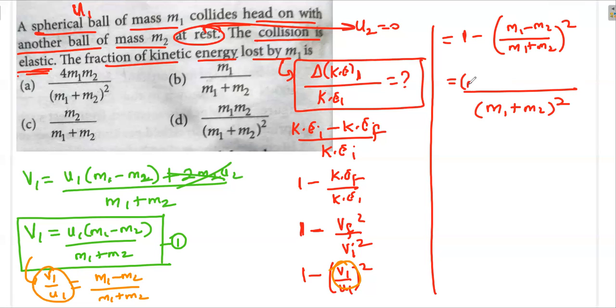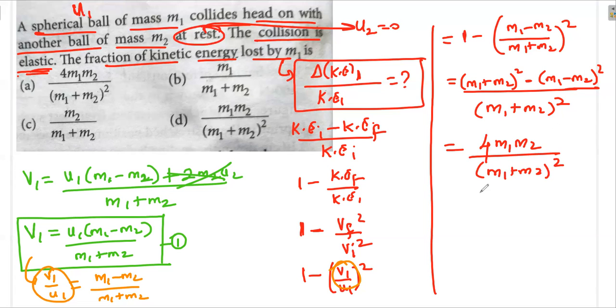So cross multiply. This is (m1 plus m2) the whole squared minus (m1 minus m2) the whole squared. This is like (a plus b) the whole squared minus (a minus b) the whole squared. Everything will cancel except 2ab. Normally a squared plus b squared comes, but here a squared plus b squared cancels out. So only 2ab remains from each, and it adds up to 4ab. If you expand it, you will see it. There is no space to expand here. So the denominator is (a plus b) the whole squared. That's the final answer, which is this.